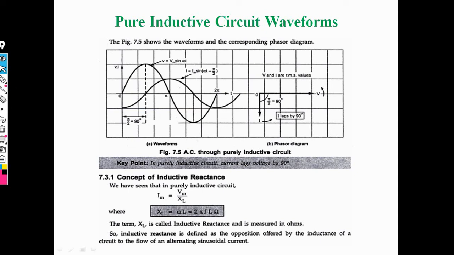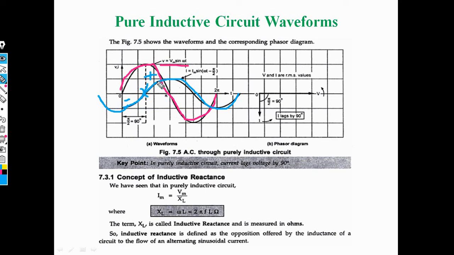Now here there are two waveforms. The first is the voltage waveform, that is V = Vm sin omega t, and the second waveform is the current, I = Im sin(omega t − pi/2). Because we have taken the negative sign, the waveform starts from negative. After this point, the waveform will be positive.